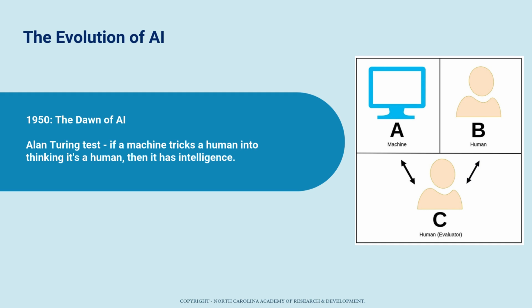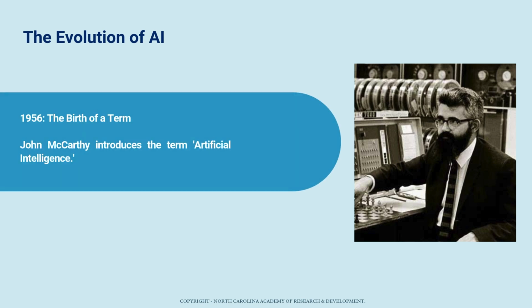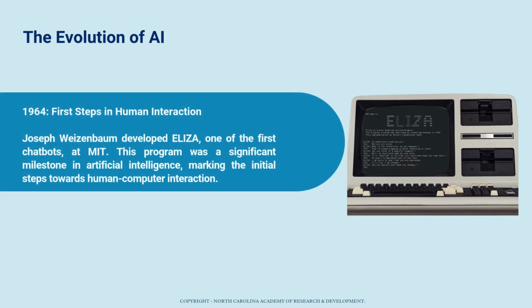intelligent. Fast forward to 1956, the birth of a term. When John McCarthy introduced the term artificial intelligence at a workshop in Dartmouth. This marked the official birth of AI as a field of study, inspiring researchers worldwide. In 1964, AI took its first steps in human interaction with Eliza. Created by Joseph Weizenbaum, this chatbot could simulate conversations, paving the way for the virtual assistants we know today.